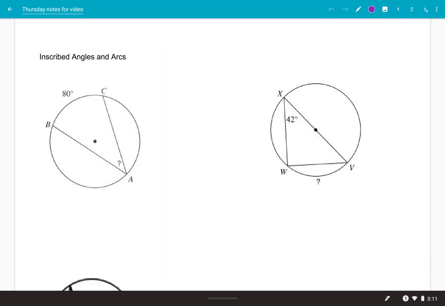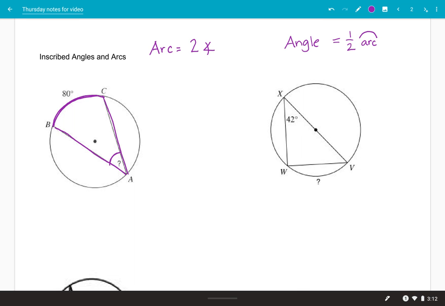Then the last one we're going to do is inscribed angles. So we're looking at this arc, and we're talking about this angle. And if we look at it, the angle does not look like it's the same size as the arc. And in this case, it is not. The arc is twice as big as your angle. Or if you find out the angle, like in the next one, the angle is equal to half your arc.